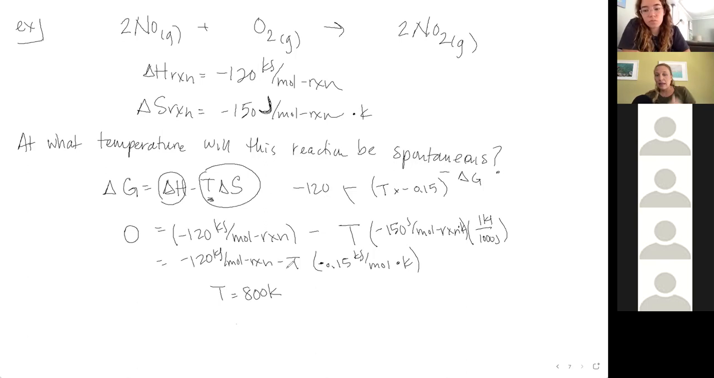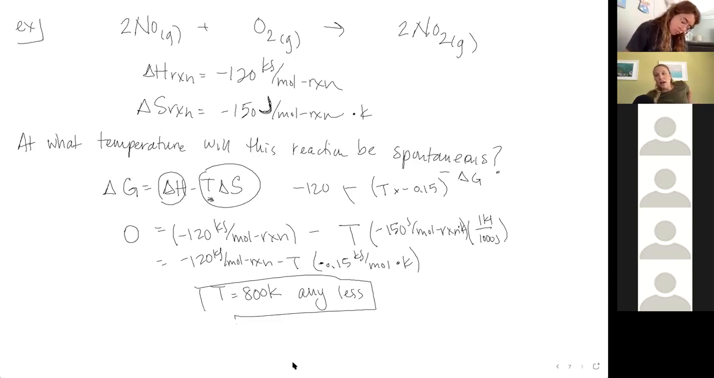So it's anything less than 800 degrees Kelvin, which is very, very, very hot. That's a high temperature. So pretty much this reaction is going to be spontaneous at most temperatures, but that 800 degrees is where we switch from being spontaneous to non-spontaneous. So anything below 800 degrees is going to be spontaneous. Anything above 800 degrees is going to be non-spontaneous.